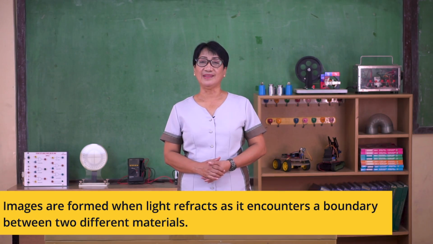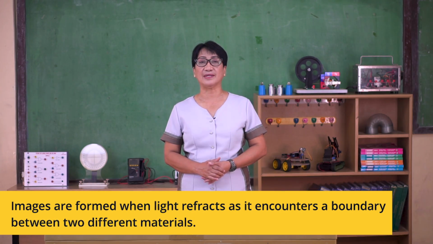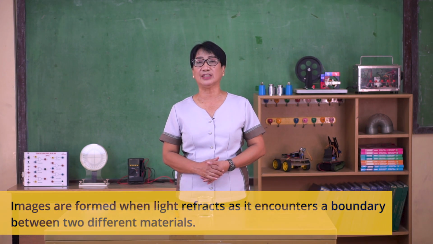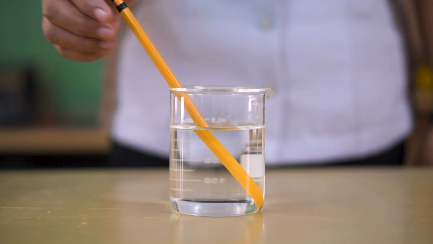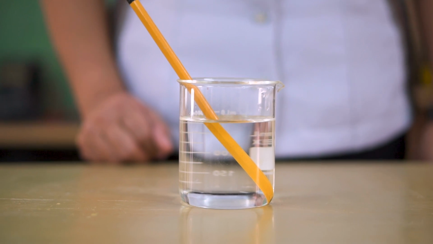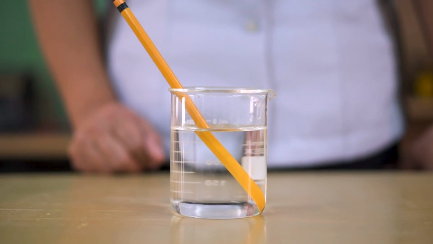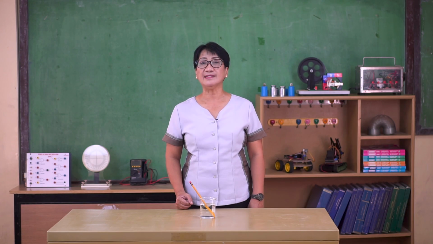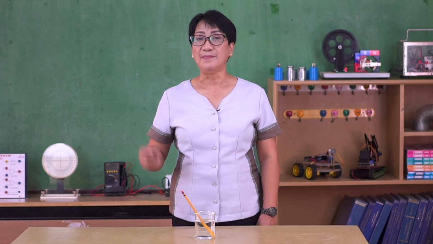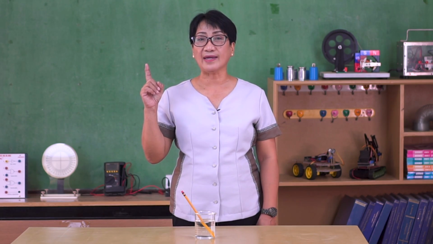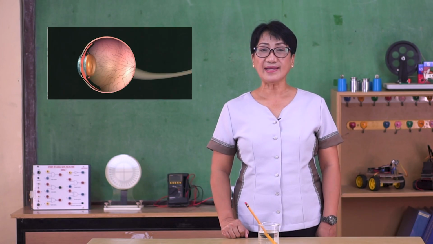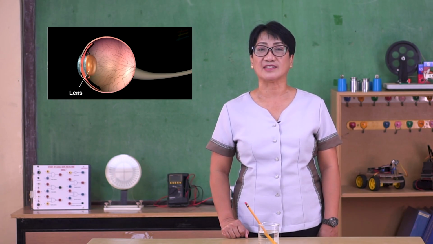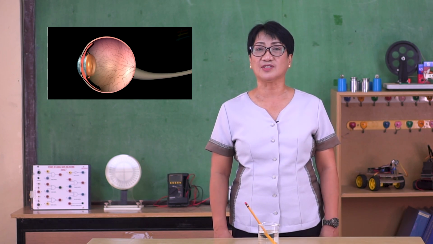Images are formed when light refracts as it encounters a boundary between two different materials. Look at this pencil in water. Do you know that what you see is not exactly a crooked pencil, but instead the image of the pencil formed by refraction? Amazingly, we have a sense of sight due to refraction through two boundaries. Our eyes have lenses that create images that enable us to see the objects.